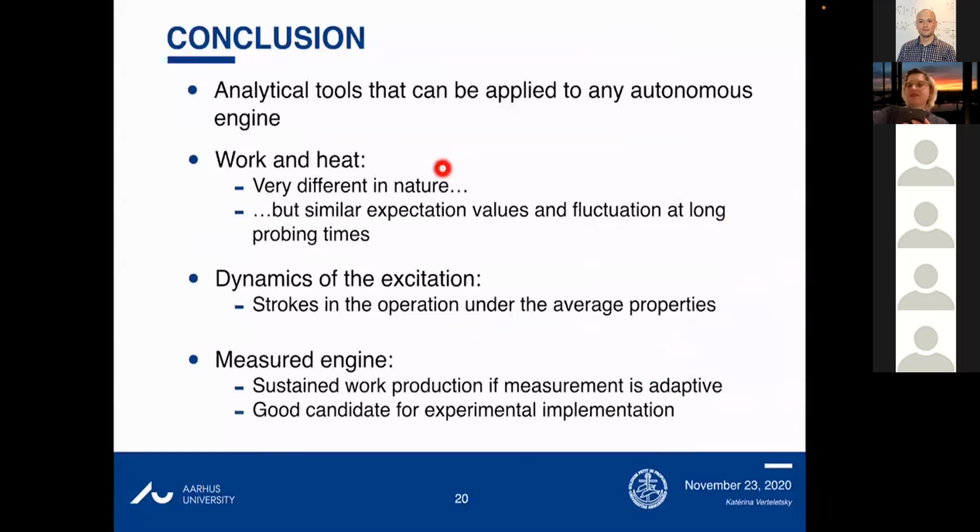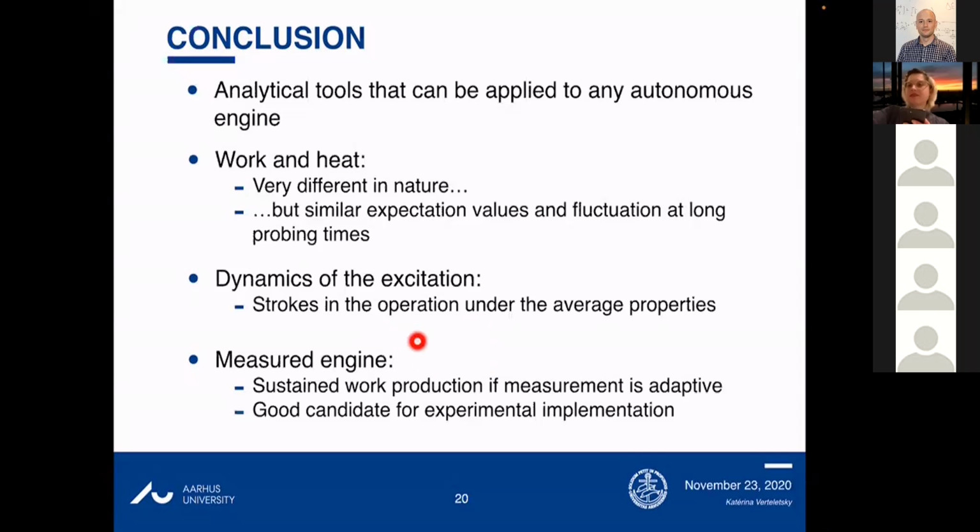So to conclude, what we did was we derived some analytical tools to calculate the heat and work that can be applied to any autonomous engine, and directly applies to any engine where the work can be directly linked to some operator, like our current operator. And we could see that the work and the heat, even though they are very different in nature and were derived in a different way, have similar expectation values and fluctuations at long probing times. And we also managed to see underneath those average value properties and see the strokes in the operation of our engine, which was quite an exciting result.